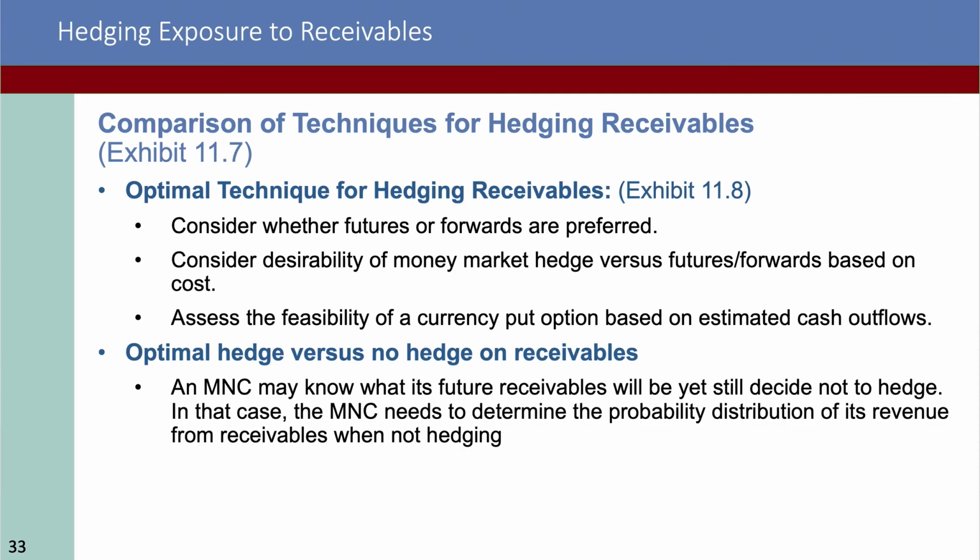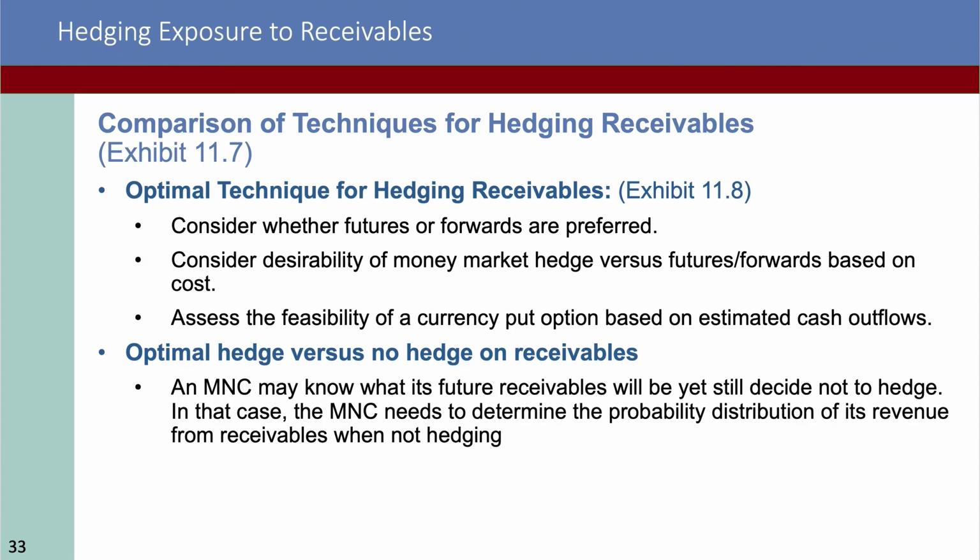So you can use the money market hedging cost compared to the forward rate or futures rate available to see which one is more, which cost is lower. Usually you go with the lower cost, right? As for currency put options, you also need to look at what the chances are, what reasonable chances there are for the price movement and what the range is.